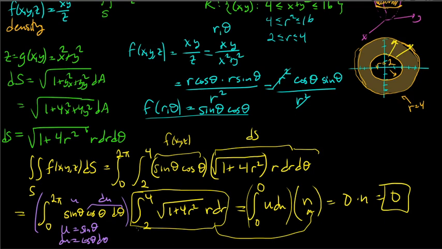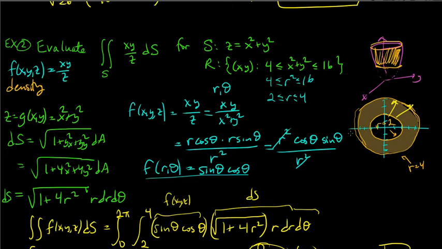So if you did work out the r integral first, well, that was a waste of time, because the first integral was going to be 0, and then it didn't matter what this is. So yep, the surface integral here is just 0.